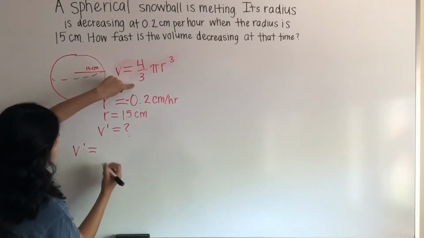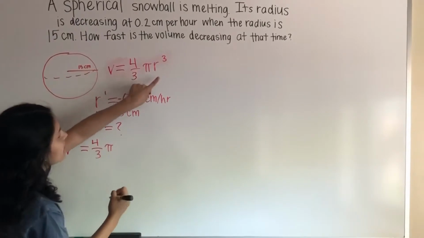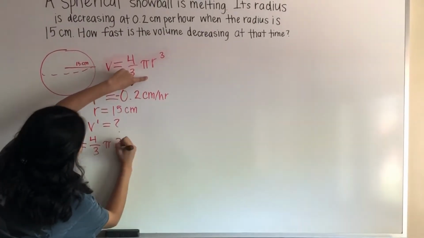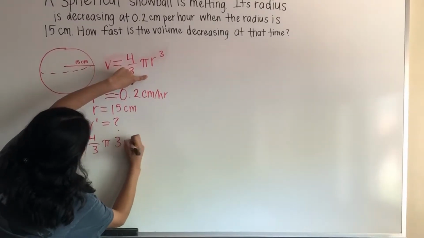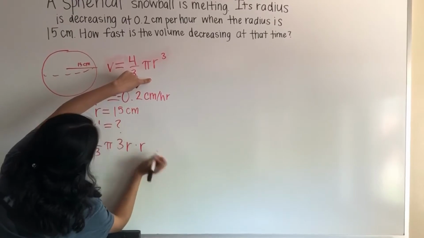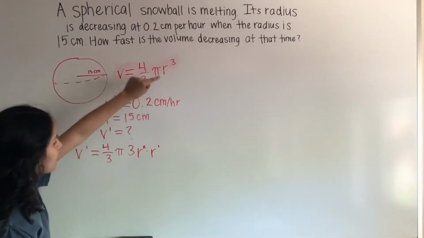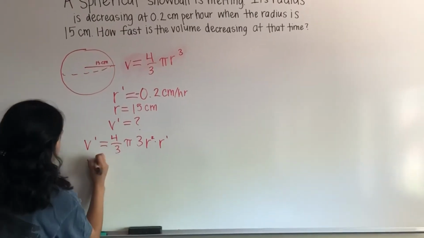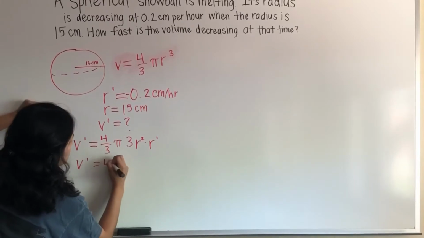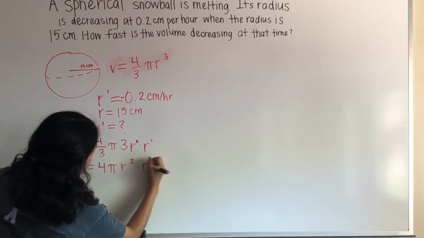So for that, we leave the 4/3 pi, and then we're going to have to apply the chain rule to r cubed. So that would make it 3r squared times r prime. And so then we can simplify that. So 3 times 4 is 12, divided by 3 is 4. So that's 4 pi r squared times r prime.